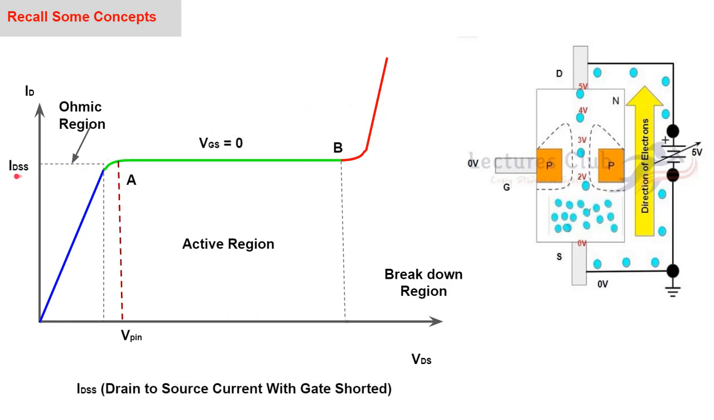So what is IDSS? IDSS is the maximum current, and it is defined as drain to source current with gate shorted. It means that IDSS is always measured when the gate to source voltage is 0. This IDSS is always given in the data sheet of JFET. This IDSS is the maximum current of JFET and is measured when VGS is equal to 0. And another thing is, this IDSS is always given in the data sheet of JFET.